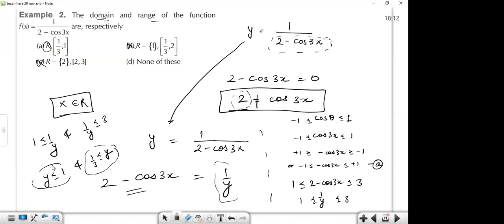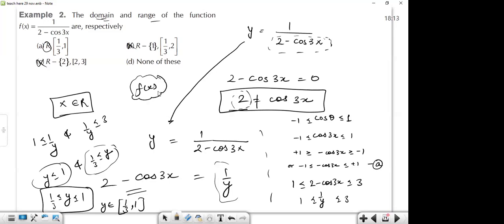Now merging both of these inequalities, y is greater than or equal to 1 by 3 and less than or equal to 1. So we can write that y's values exist in the interval where 1 by 3 is included and 1 is also included. So this is the range of y. These are all the possible values of y, which is our f of x. And if we have found out all possible values of f of x, then it is the range. So the range should be 1 by 3 to 1. So A should be our answer.